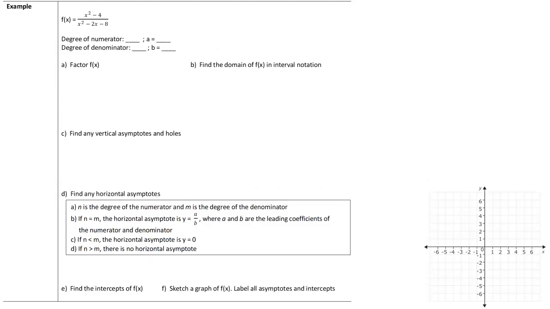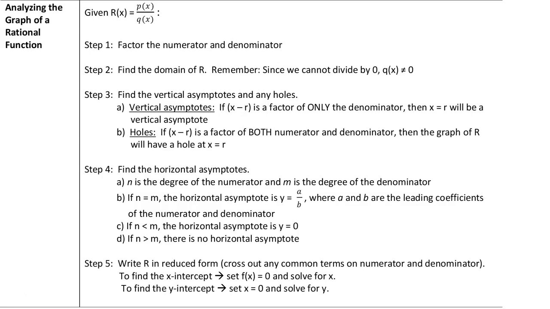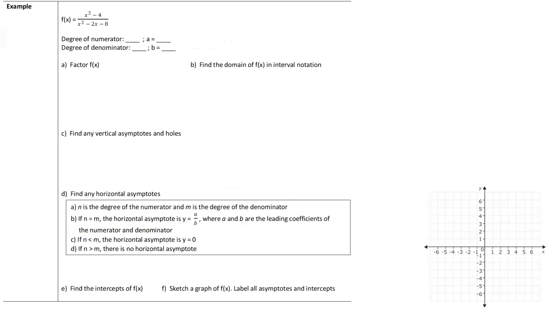We have f of x equals x squared minus 4 over x squared minus 2x minus 8. And step 1, we want to factor the numerator and denominator. I'm just going to go step by step. I'm not going to skip ahead. So the numerator, it's x squared minus 4. That's a difference of 2 squares. If I factor that, that's going to be x plus 2 times x minus 2. My denominator, I need to find two numbers which multiply to be negative 8 and add up to be negative 2. And those are going to be x minus 4 and x plus 2.